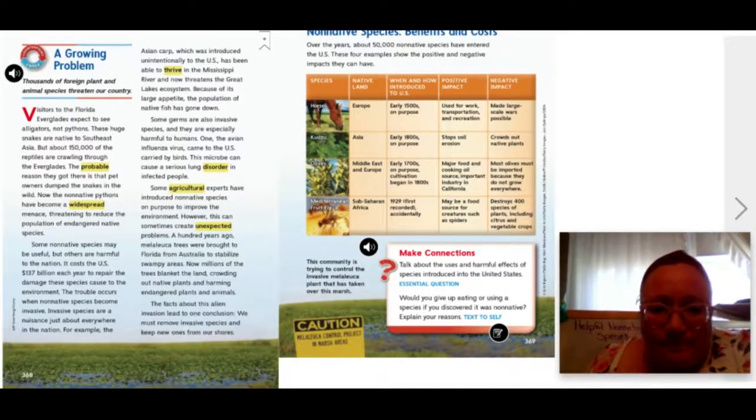So I'm going to jot horses down because I could probably come up with a good argument that horses are beneficial. All right, next we have a plant that stops soil erosion, but it crowds out native plants. And I don't know if I can write a good argument for that one, so I'm going to skip that.